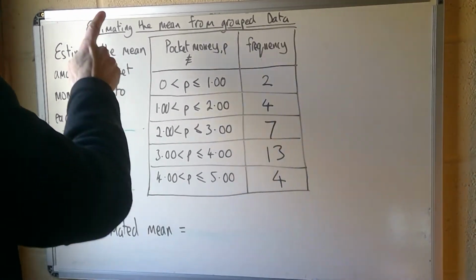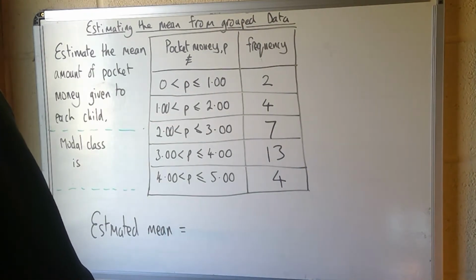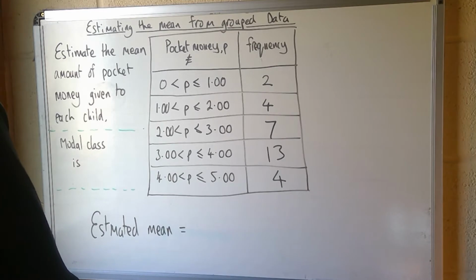Okay, today we're going to be estimating the mean from grouped frequency. So before we do this, we need to know how to calculate averages, and we need to know how to calculate the mean from a frequency table. Before we go much further, let's just have a look at this frequency table to make sure we understand what this means.